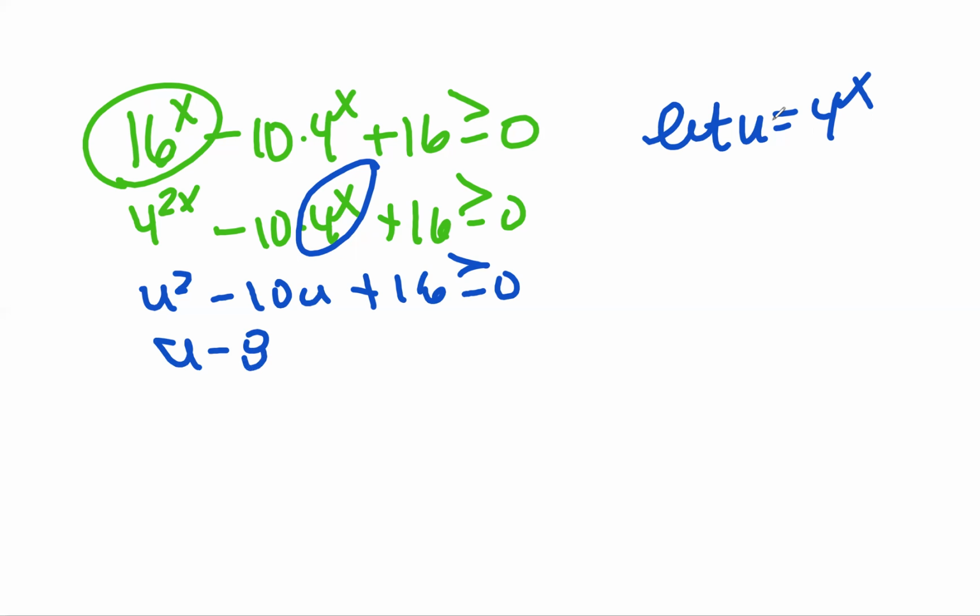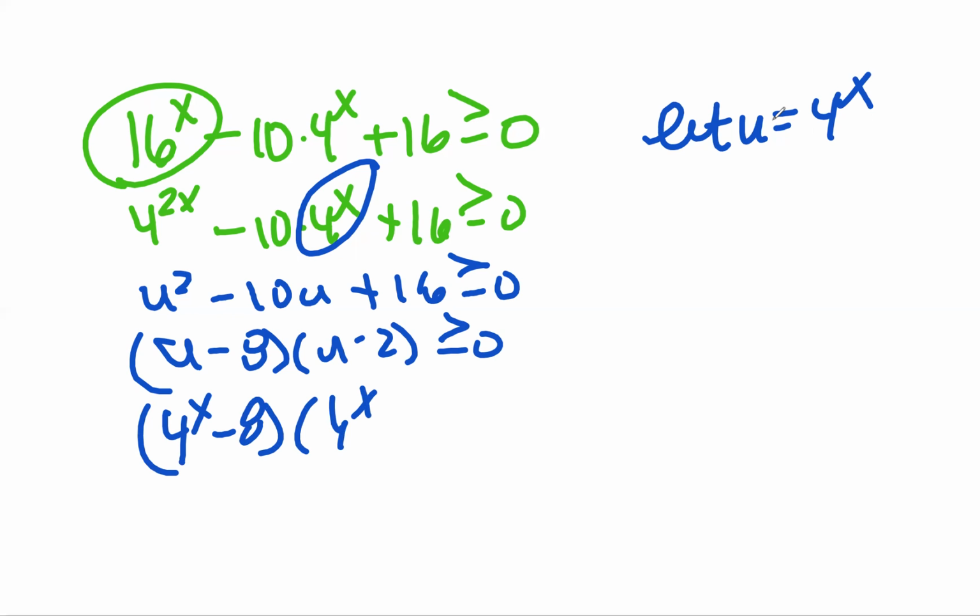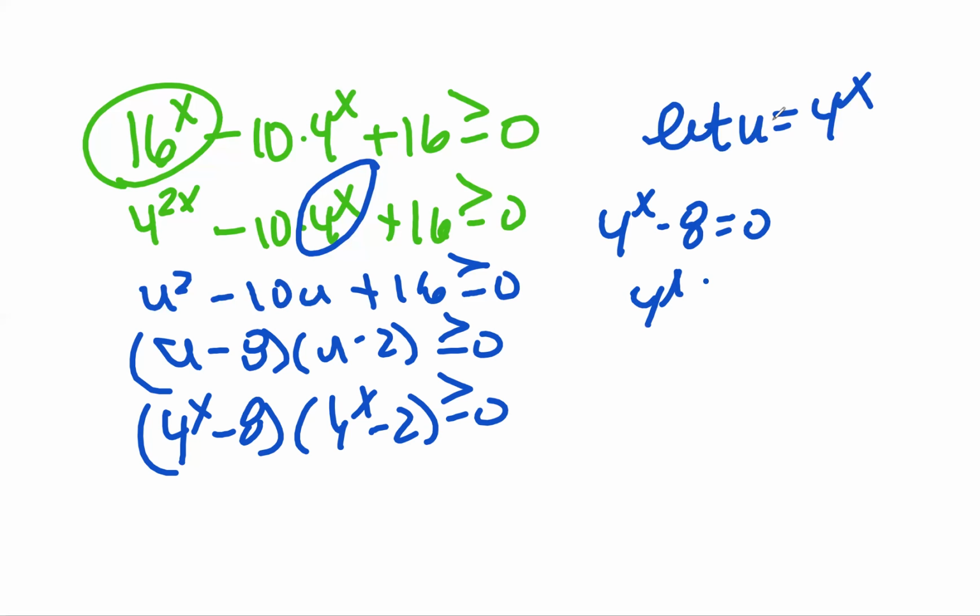u minus 8 times u minus 2 is greater than or equal to 0. 4 to the x minus 8 times 4 to the x minus 2 is greater than or equal to 0. Now, you're looking for the zeros on this particular problem. So if I'm looking for the zeros, 4 to the x minus 8 equals 0. 4 to the x is equal to 8. 2 to the 2x is equal to 2 to the third. 2x equals 3, x equals 3 halves.